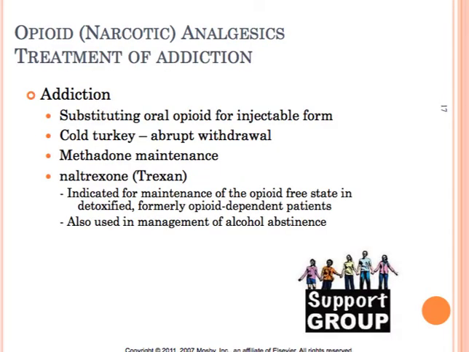There are 4 general methods used to treat opioid addiction, and they include substituting an equivalent amount of an opioid, usually methadone, for whatever they're injecting. Gradually, the addict is withdrawn from that oral drug. Patient can go cold turkey by withdrawing from the opioid, and they might use some other medications to alleviate the symptoms of withdrawal. We can maintain a patient on methadone.